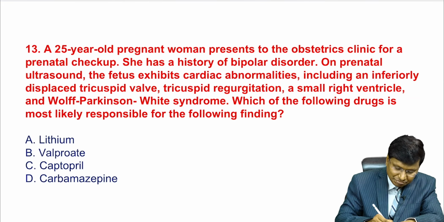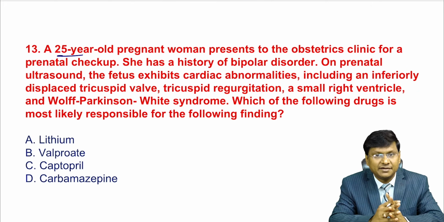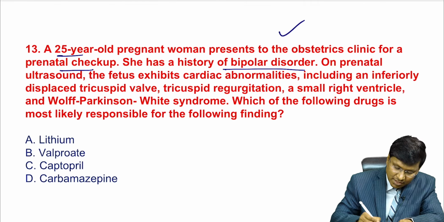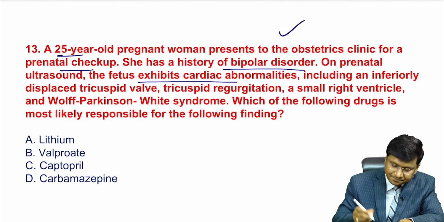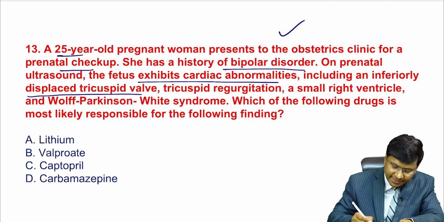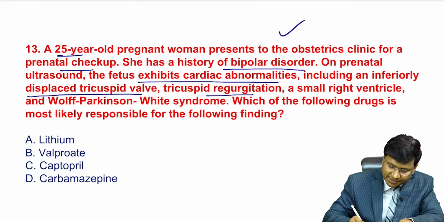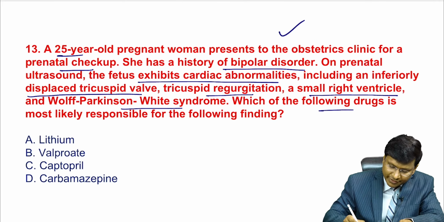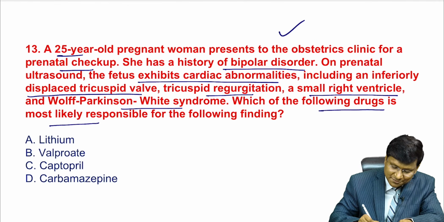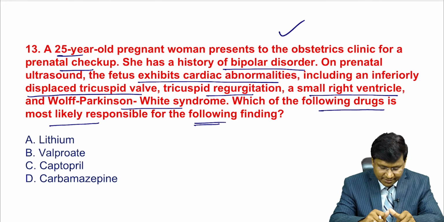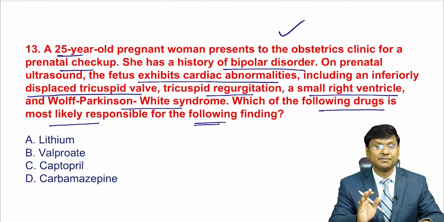Next question. A 25-year-old pregnant woman presents to the obstetric clinic for a prenatal checkup. She has history of bipolar disorders. On prenatal ultrasound, the fetus exhibits cardiac abnormalities, including an inferiorly displaced tricuspid valve, tricuspid regurgitation, and a small right ventricle and WPW syndrome. Now, which of the following drugs is most likely to be responsible for the following finding. The options are lithium, valproate, captopril, then the carbamazepine.